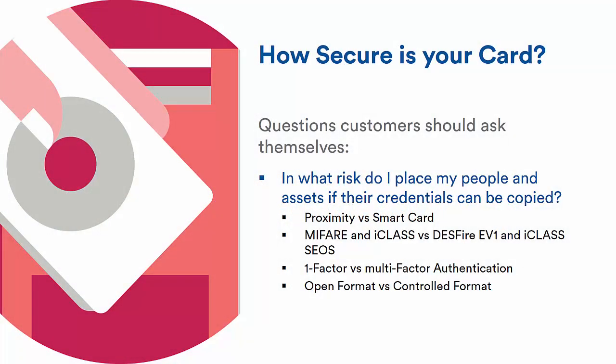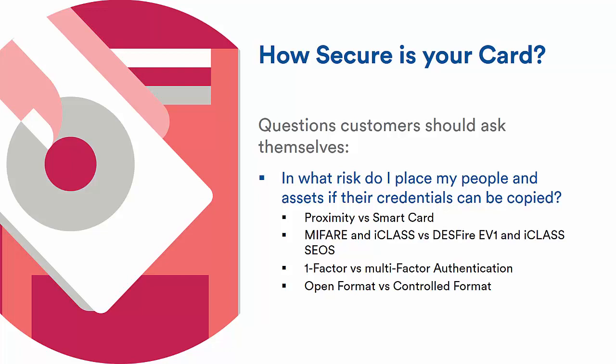So you should ask your customers about their risk tolerance for their people and assets if their credentials can be copied. If they want to mitigate this threat, you should walk them through the following considerations. Proximity versus smart card. MIFARE and iCLASS versus DESFire EV1 and iCLASS SEOS. The DESFire EV1 and iCLASS SEOS are more secure. One-factor versus multi-factor authentication, and then open format versus controlled format.